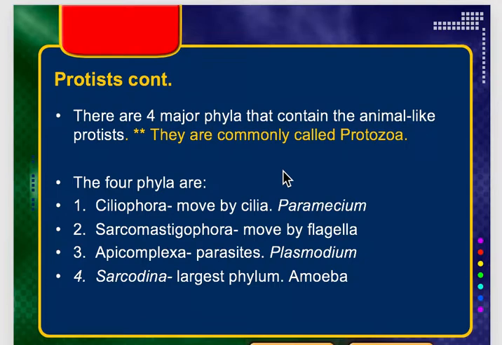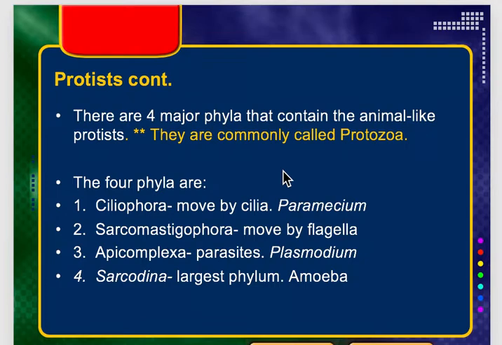So let me explain where the problem was. The last slide actually said that Protozoa was a phylum. Protozoa is not a phylum. Protozoa is a term that is given to all animal-like protists. And there are 4 phyla that are considered to be protozoans.